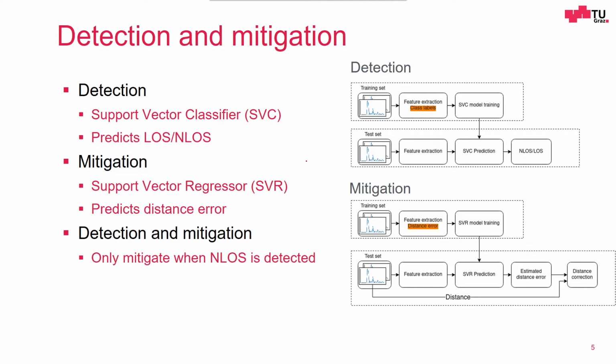For the mitigation approach, we use a support vector regression machine, and here again features are extracted from the channel impulse response, but this time instead of class labels we supply the distance error, and this is used to train an SVR-based model. Afterwards, during the evaluation, we let the SVR model predict the distance error of unseen measurements, and this distance error is then used to correct the distance of the measurement. For the detection and mitigation approach, this distance correction is only applied if the sample was previously identified as non-line of sight condition.